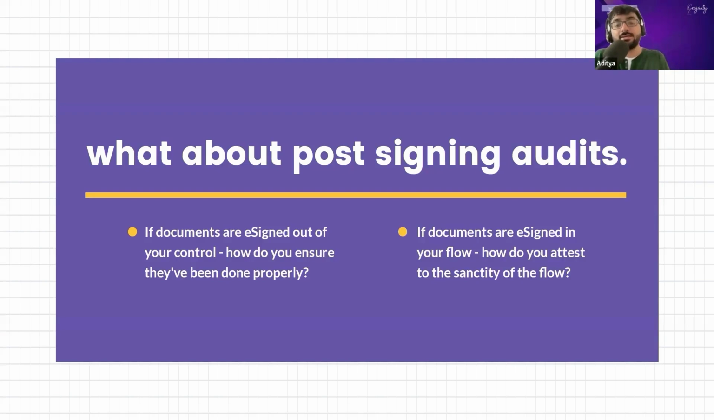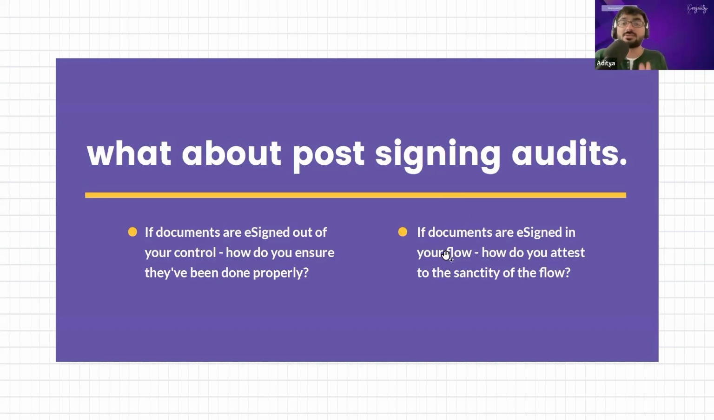And the second is, let's say the document is done in your flow, you entered the fraud control that this has been solved for. But there's a third party, like a regulator or an internal auditor or a third party auditor, who wants to show that, okay, you claim that you had all these fraud prevention features. Now, show me for these 1,000 documents that you signed that you've actually done this. Show me that these are fraud proof. How do you actually at scale attest to the sanctity of your flows?